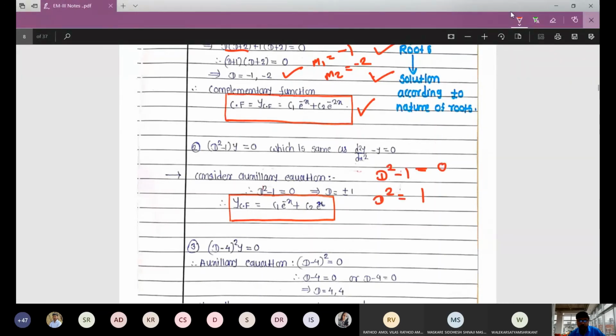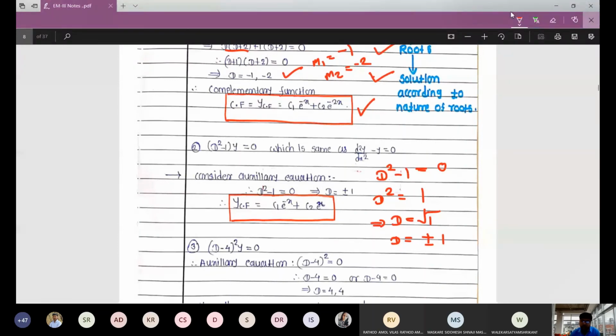So D² = 1. This implies that D is equal to the square root of 1, but we want two roots, so it is simply ±1. Or you can use the quadratic formula. This is very simple. D = ±1. These are the two roots, and again they are real and distinct because one root is 1 and another is -1. So you have to write the solution y_CF as c1 e^(-x) + c2 e^x.